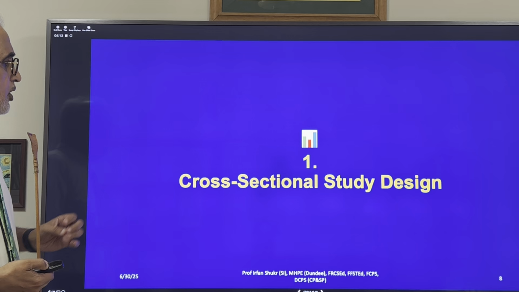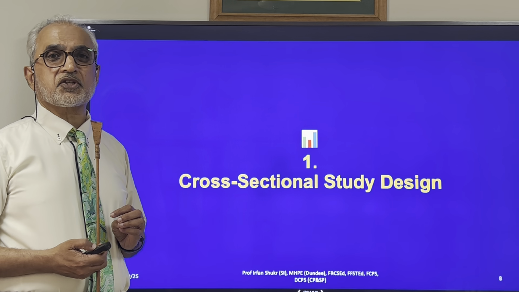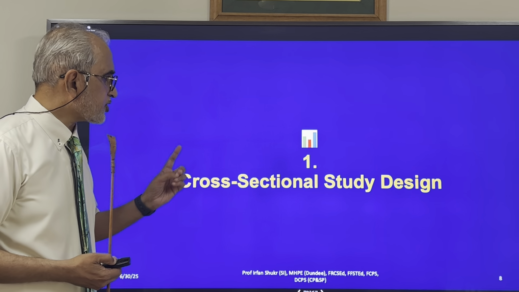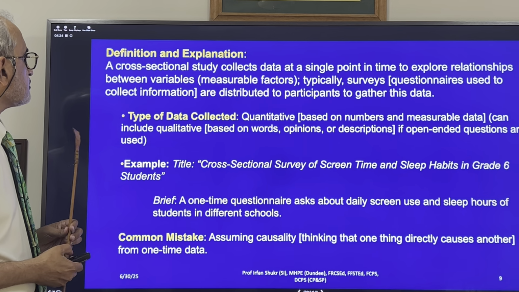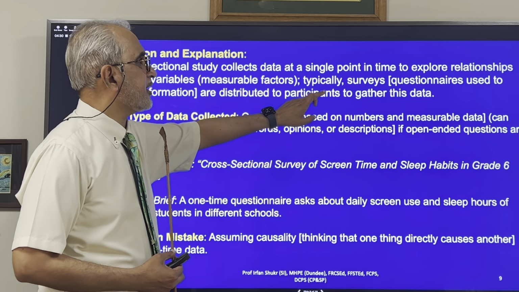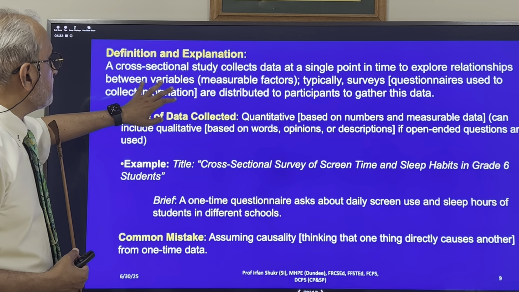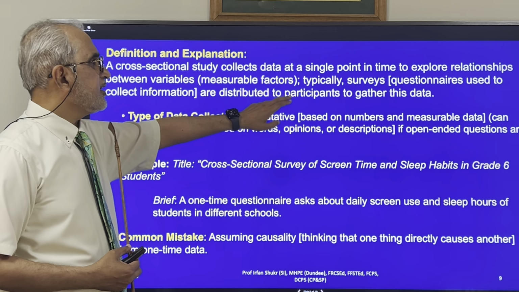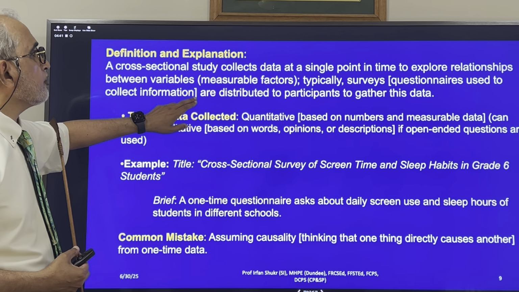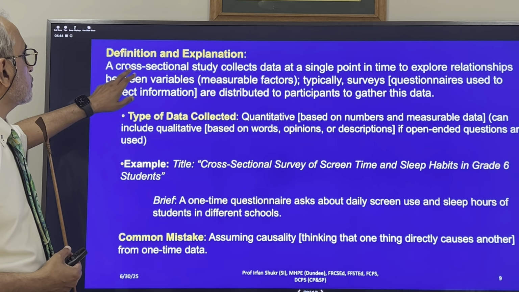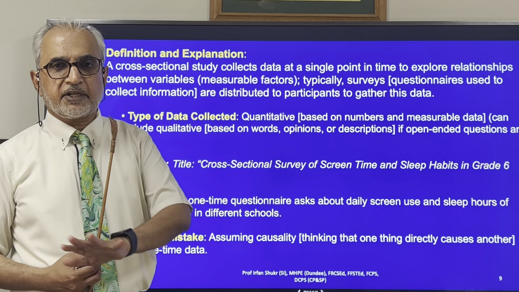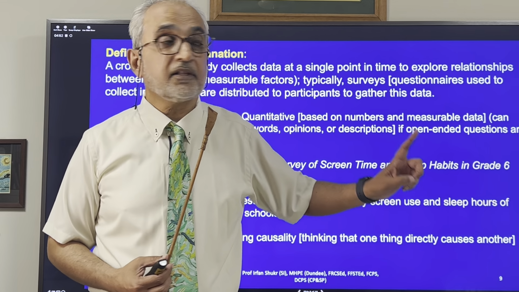So let's talk about the most common research study design which is being used in education especially, and that is cross-sectional study design. Now remember, a cross-sectional study collects data at a single point in time to explore relationships between variables, which are the measurable factors. Typically, surveys, which are questionnaires used to collect information, are distributed to participants to gather this data. The important thing is, at a single point in time, that is, I do research and collect my data today. It's a single point in time.